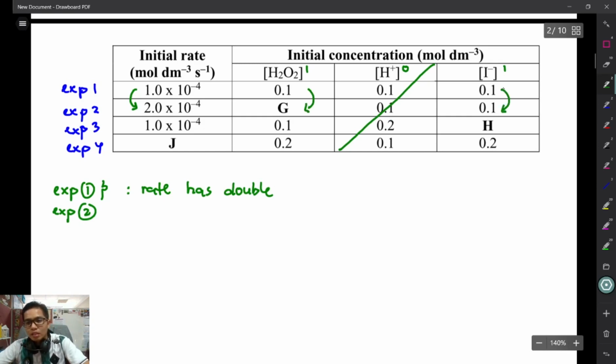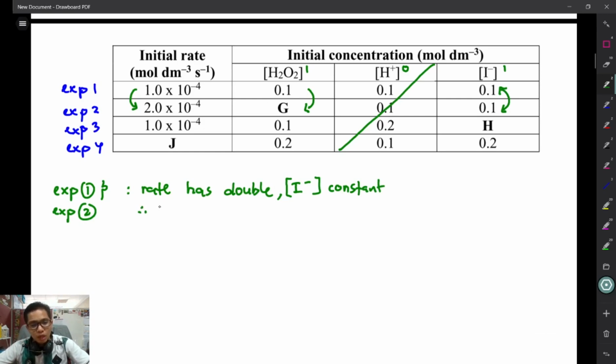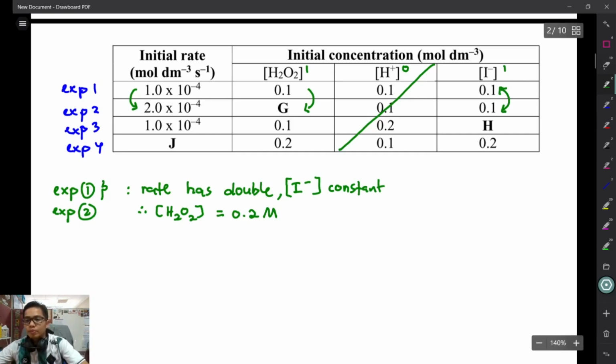The concentration of I minus remains constant. So the rate doubles, but the concentration of I minus is constant. So this will only lead to one answer, meaning the concentration of H2O2 has doubled. Meaning 0.1 times 2 is 0.2 molar. Okay, so that finishes the first part.